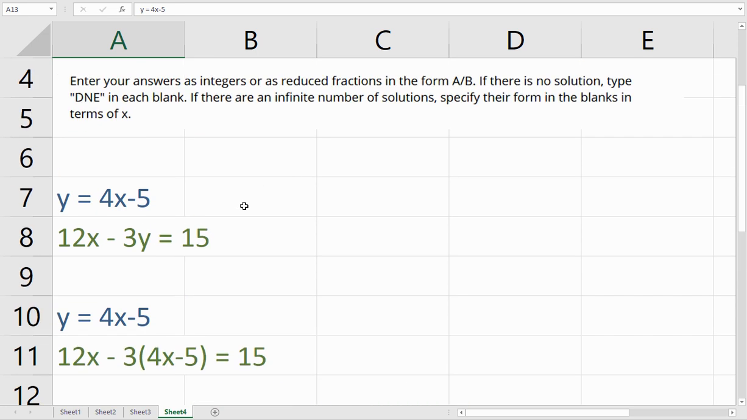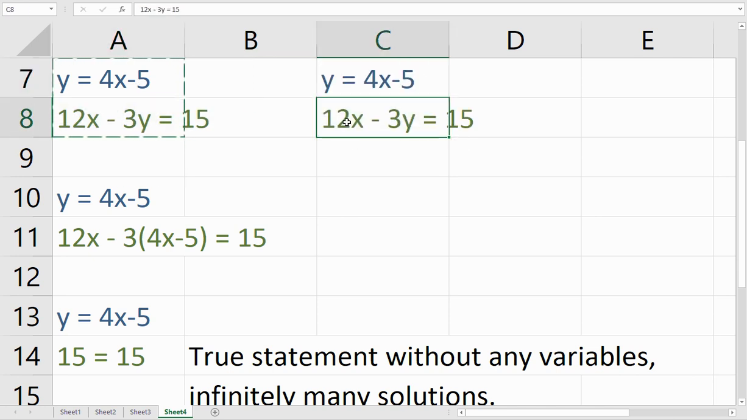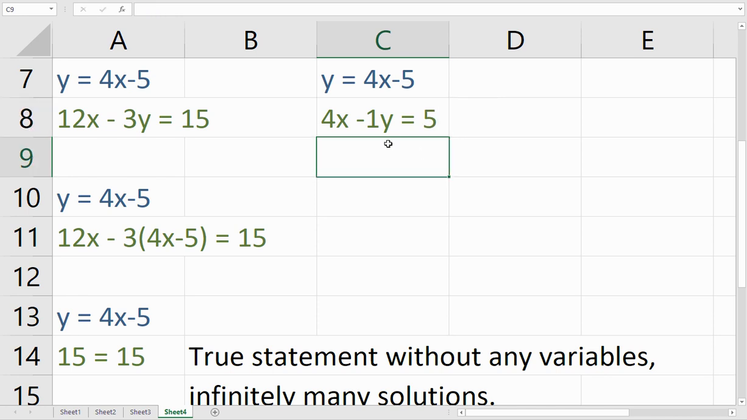If I back up to this version of it and notice that there's a common factor here in the green equation, all of these, the 12x, the negative 3y, and the 15, can all be equally divided by 3. So if I divide everything by 3, watch what happens with this equation over here. If I divide 12 by 3, I get 4. If I divide negative 3 by 3, I get negative 1. If I divide 15 by 3, I get 5, right?